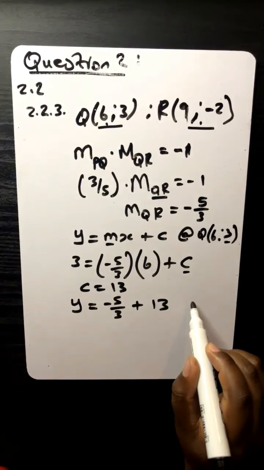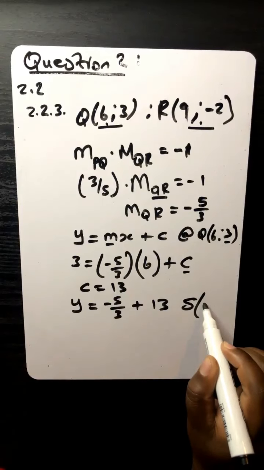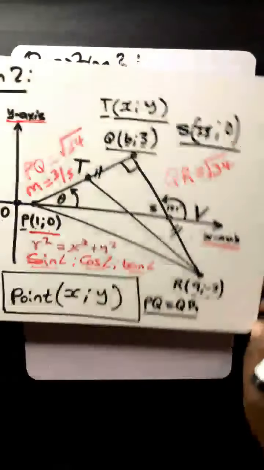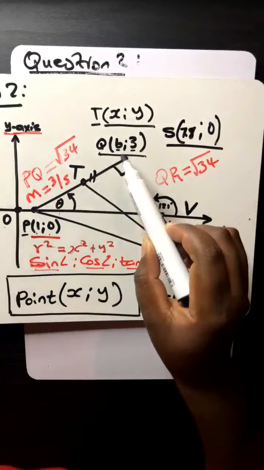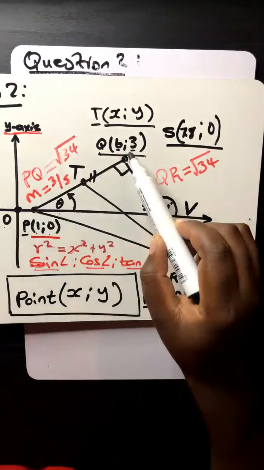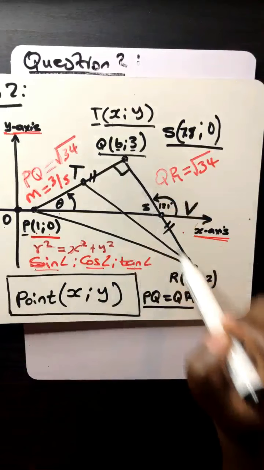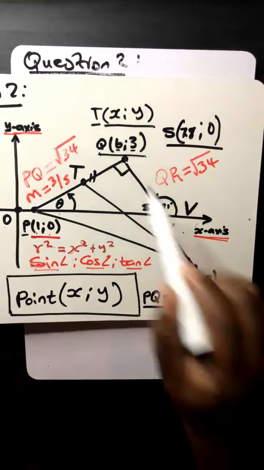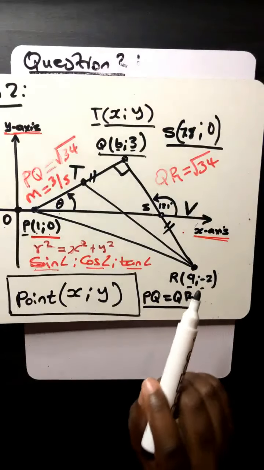So at point S, we know that x is unknown, but y is 0. So don't be lost, guys. We said the gradient of that line times the gradient of that line is equal to -1. We know the gradient of that line. We substituted, and we got the gradient of that line. On the straight line formula, we use either that point or that point. This is a point that has got positive values, so it's easy to work with. We substituted, then we calculated the c value.